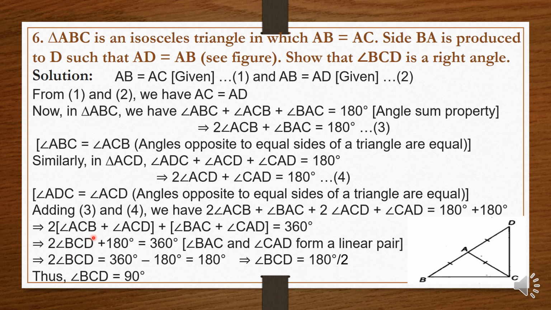Now, angle ACB plus angle ACD. The sum of these two angles equals angle BCD. So, twice of BCD plus 180 is equal to 360 degrees. This implies that twice of BCD is equal to 360 degrees minus 180, that is 180. Hence, we can write angle BCD is equal to 90 degrees.